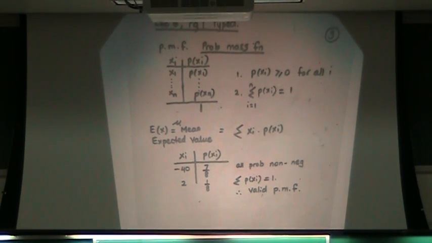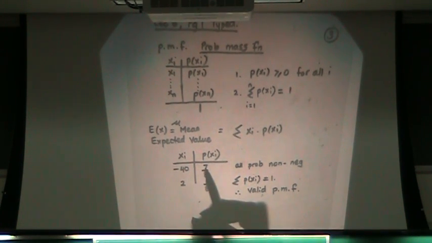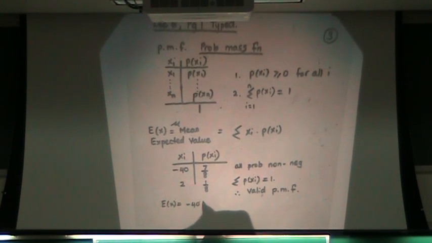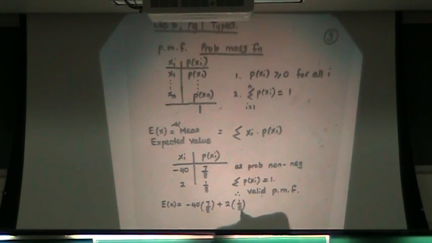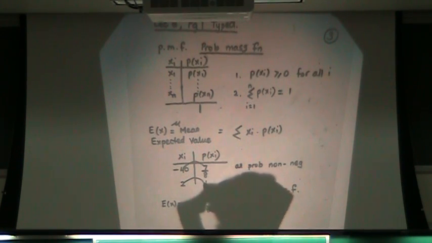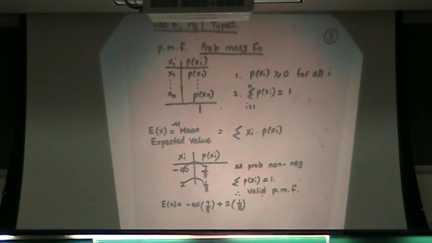Can I do that or no? No, you cannot do that because this occurs 7 times as much as this value, right? So E of x would have to be minus 40 times 7/8 plus 2 times 1/8, meaning this occurs this much of the time, this occurs this much of the time. Let's do that. So what do we get when we do this?